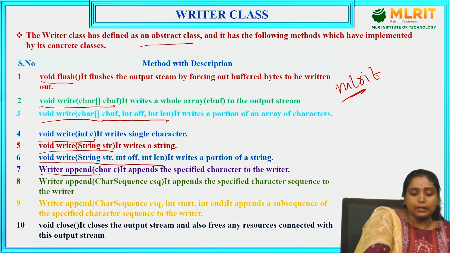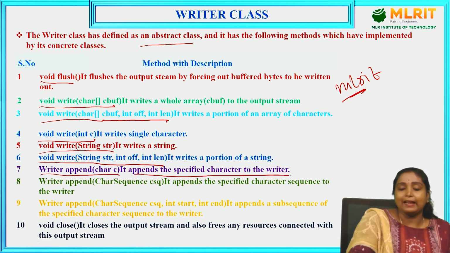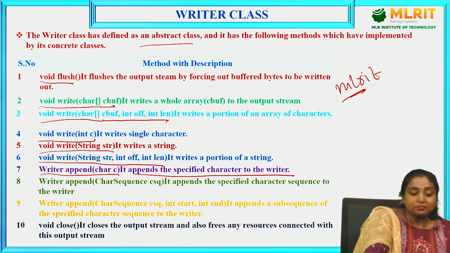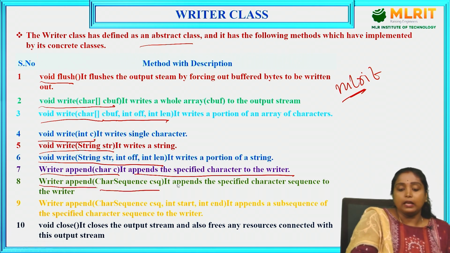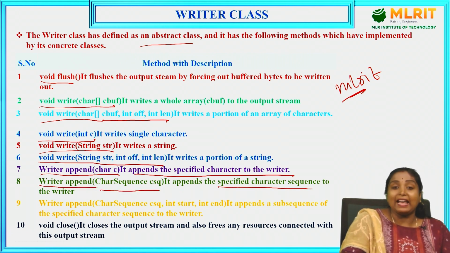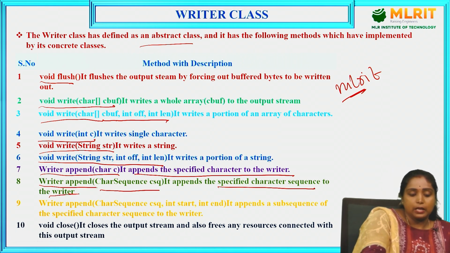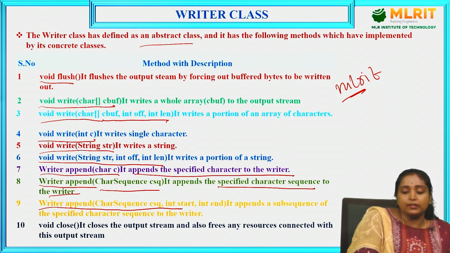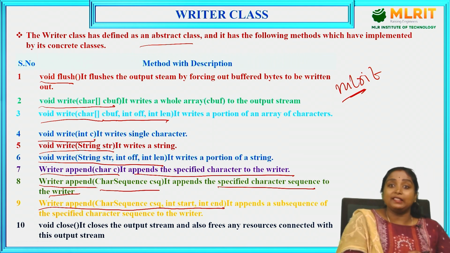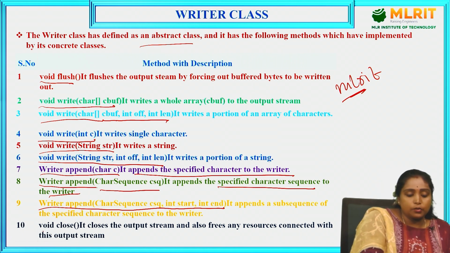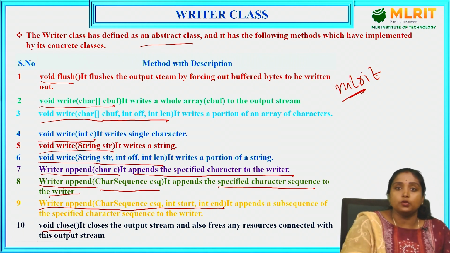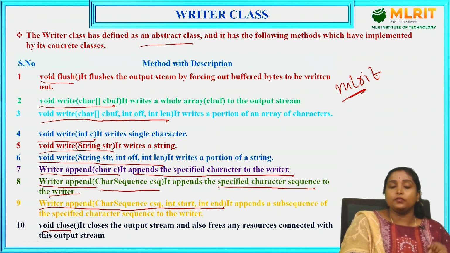And the Writer append method appends the specific character to the writer. Append(CharSequence) appends a specified character sequence, so the number of characters it will append to the writer. And append with a character sequence as well as a start and end appends a subsequence of the specified character sequence to the writer. And void close is a method which is used to close the output stream, and any resources associated with the output stream are also closed using the close method.